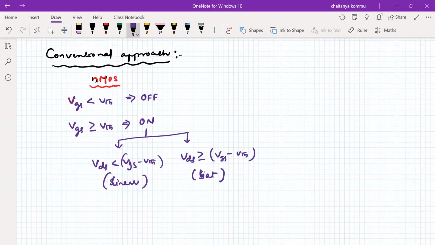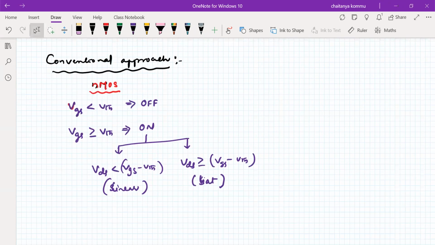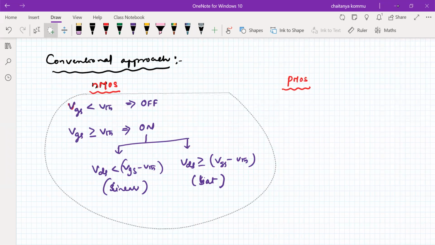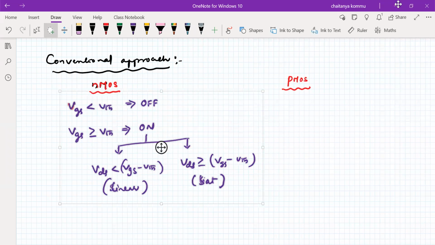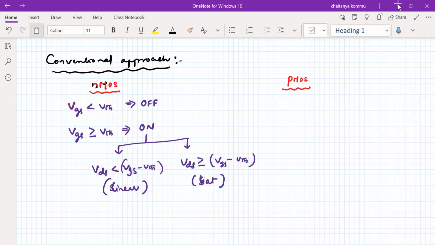Saturation. The same thing is applicable for the PMOS also, provided we use absolute values. So I'll write all these things here.